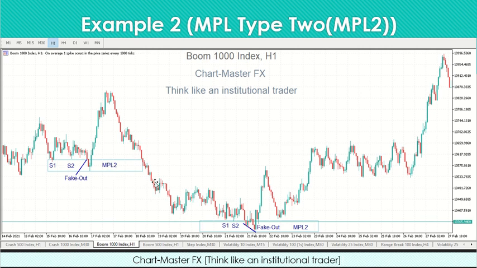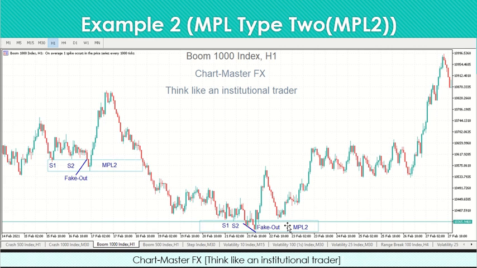To my right here, you can see that we have a support of 2 touches and we have a fake out. Then we can draw our MPL zone. So simply, that's how you can identify these things on the live market.